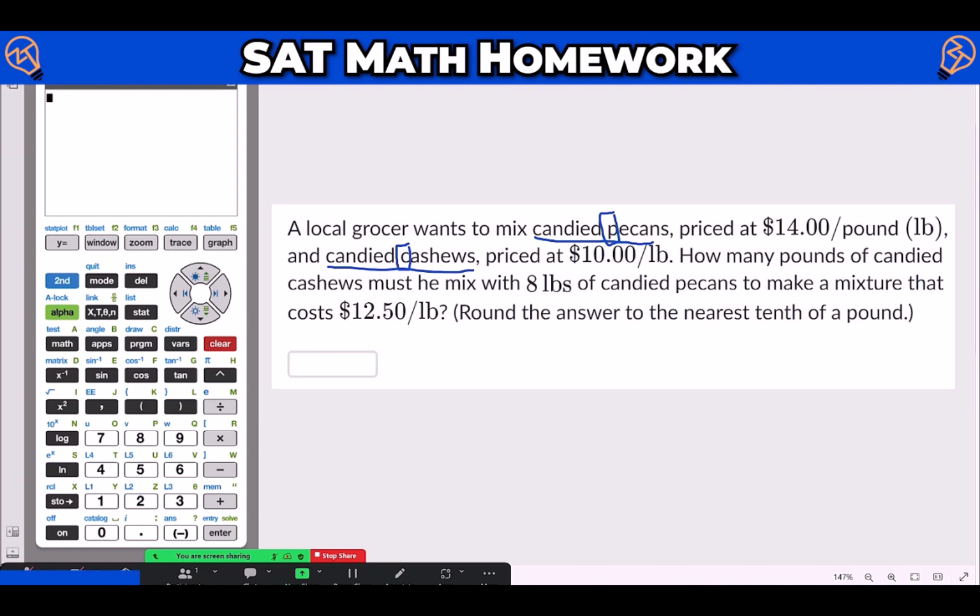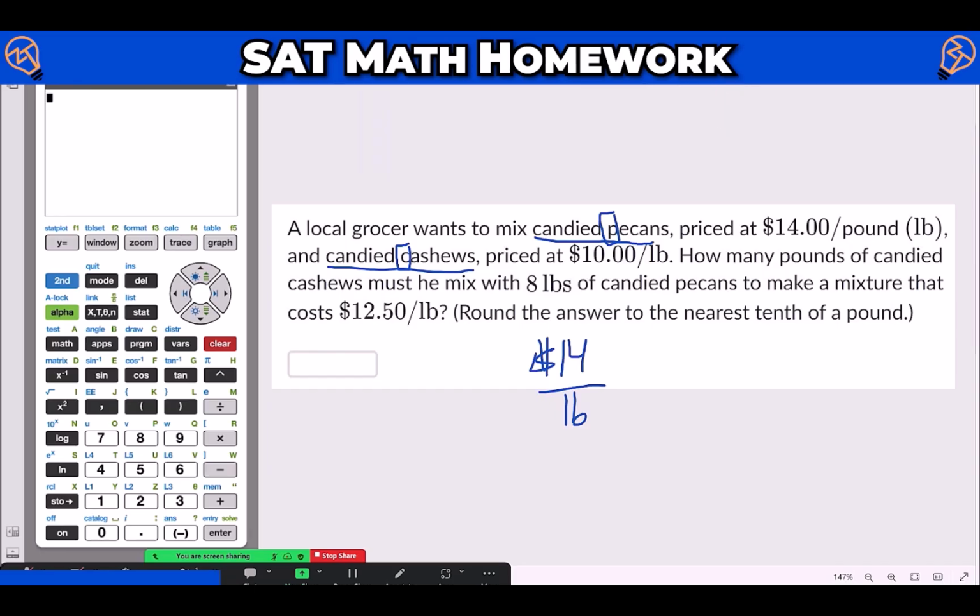So if the candied pecans are priced at $14 per pound, fun fact, the reason pound is LB comes from the Latin word libra, which is the same in Spanish. It means pound. So if ever you've wondered why there is no P in the abbreviation, or where the L and B come from, that's where it comes from.